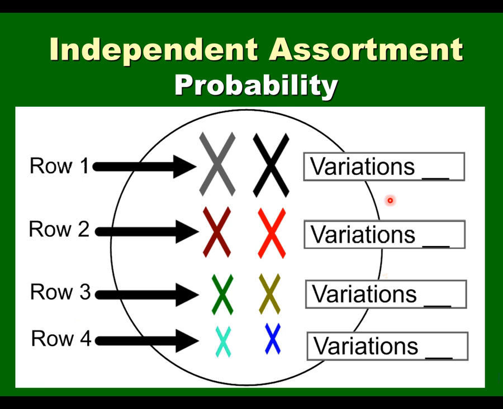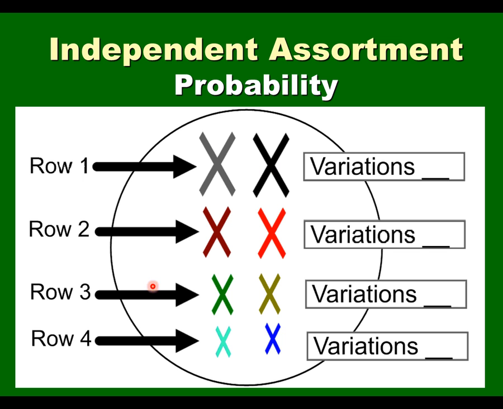Here's another way to look at this, and we have this in your notes. Independent assortment is based on probability. Here I have 4 different sets of homologous chromosomes: gray and black, maroon and red, green and a lighter green, and what I would consider a teal and a royal blue. Each one of these is a homologous chromosome pair. Now, as we look at row 1, what is the probability that row 1 lines up like this? What is the probability that black would come first and then gray?